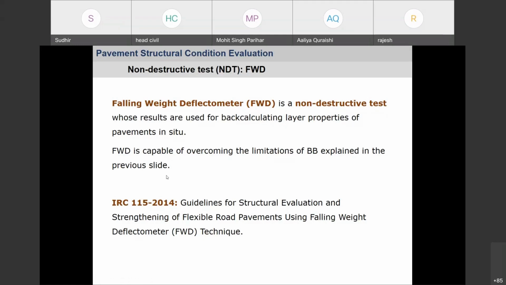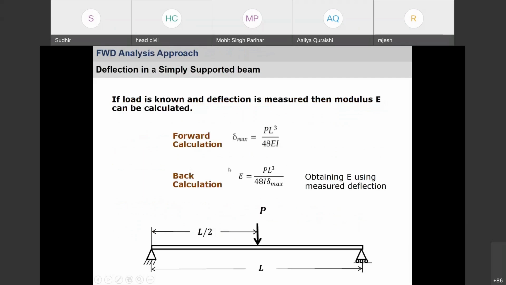You can also go through IRC 115 for more details, titled Guideline for Structural Evaluation and Strengthening of Flexible Road Pavements Using Falling Weight Deflectometer Technique. But I would like to discuss in more detail the non-destructive tests for structural evaluation.